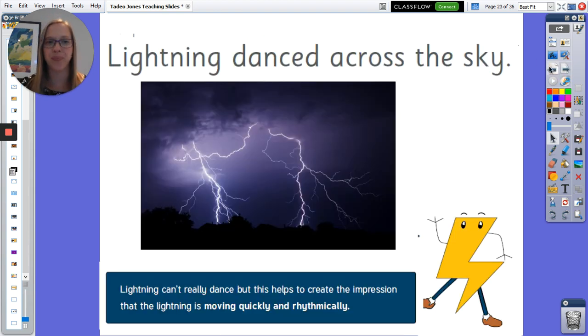Okay, so here's another example. Lightning danced across the sky. It's a lovely picture to illustrate what that might look like. Lightning can't actually dance, can it? No, but the way it moves could be described as dancing to create the impression that the lightning is moving really, really quickly. So if I said lightning danced across the sky, you would probably think it was a quick flash that spread quite far or had quite particular moves and rhythm to it. It gives you an idea, a picture in your mind of how that thing behaved, what it looked like, which really helps you when you're a reader to paint a picture in your mind.